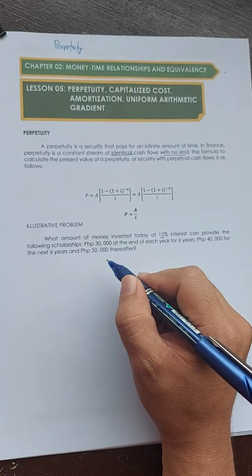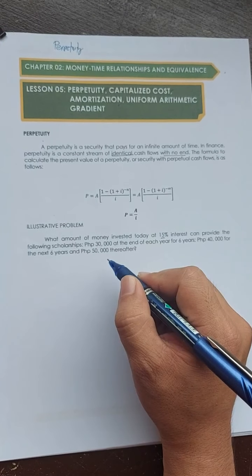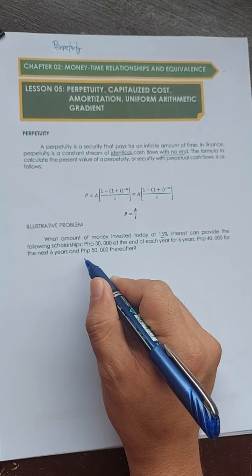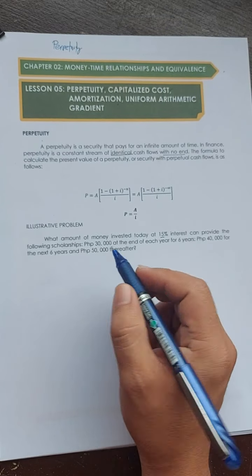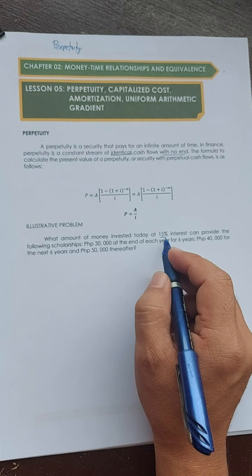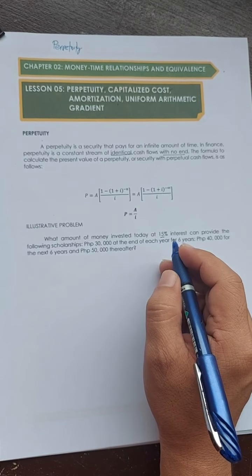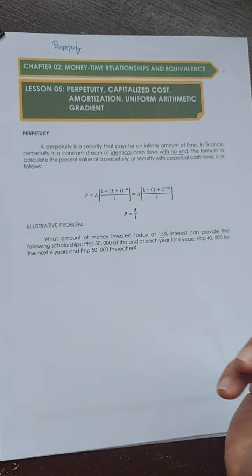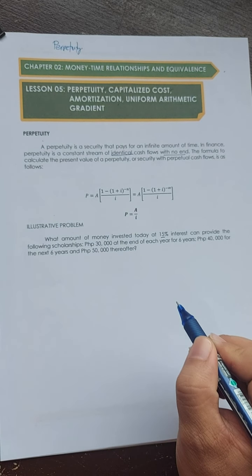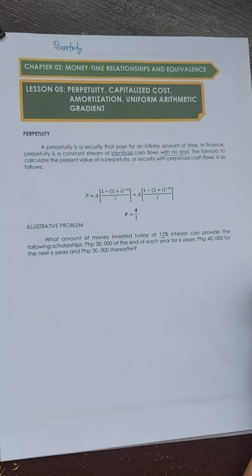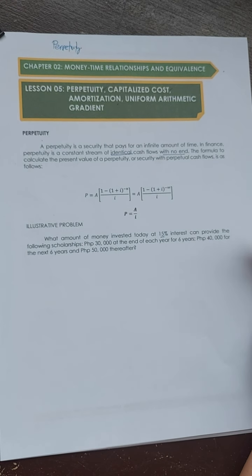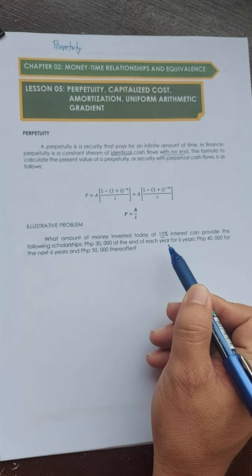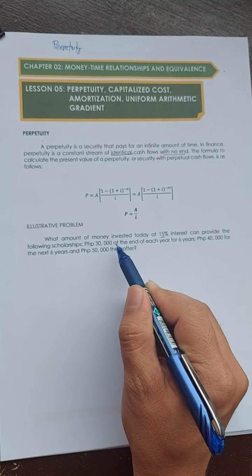So what would be the amount of money I would invest now so that I will be receiving these amounts of money for the identified number of years or periods? The interest is 15%. Okay, so how are we going to do this? Let's first identify the formulas which will be needed in computing the present worth of all of these. Since for the first 6 years it is not yet a perpetuity, it is just an annuity.